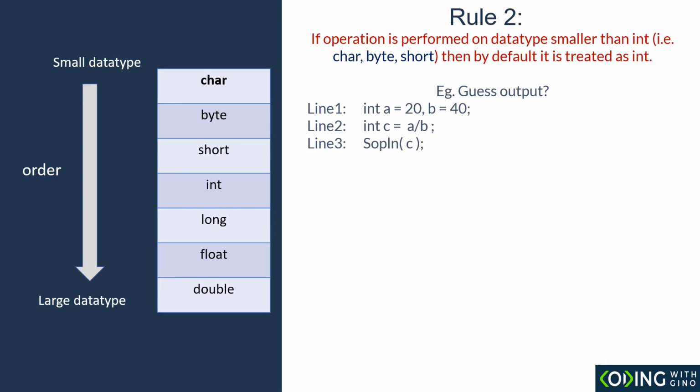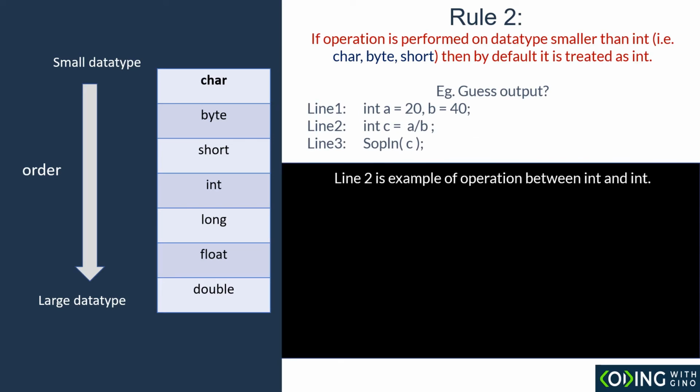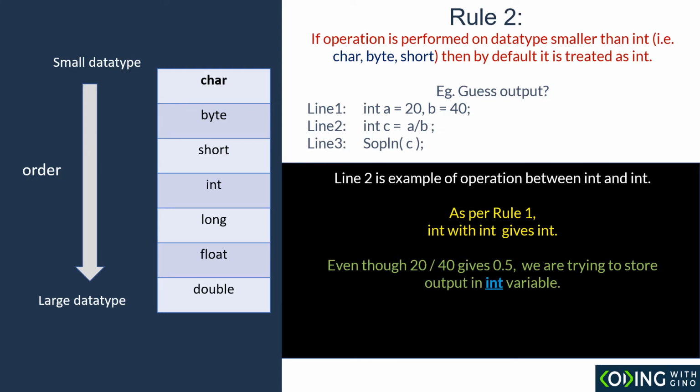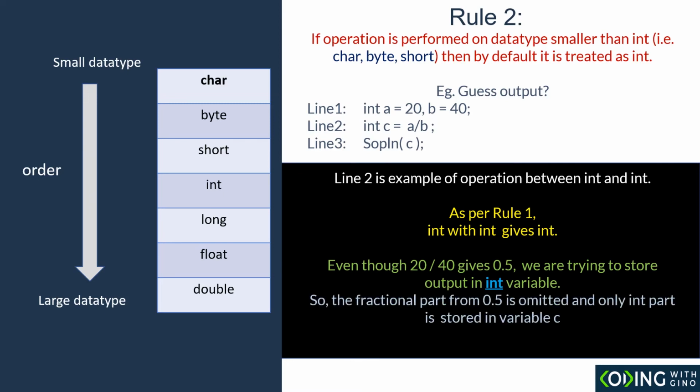How about this? On line 2, the operation is between int and int. As per Rule 1, int with int gives int. The result will be of type int. Here's the twist. Even though 20 by 40 is 0.5, we know the result will be of type int. So the fractional part from 0.5 is omitted, and int part is stored in variable c. Thus the output is integer 0. What if C was made double? Would the output change? That's the next question. Let's find out.